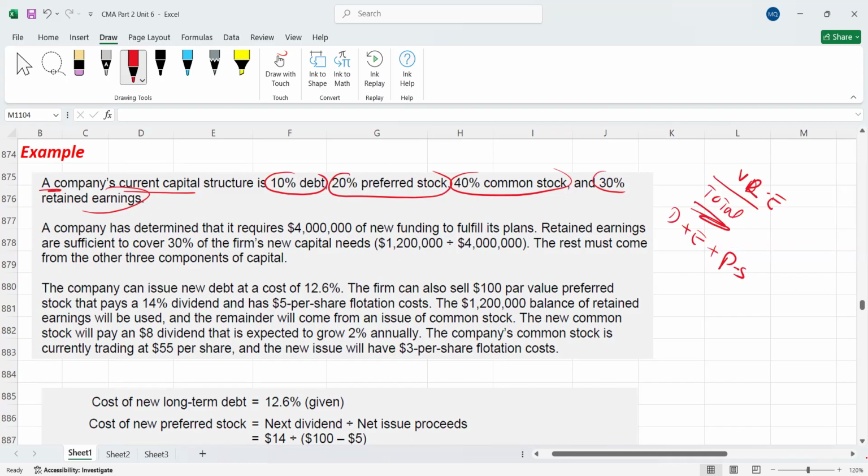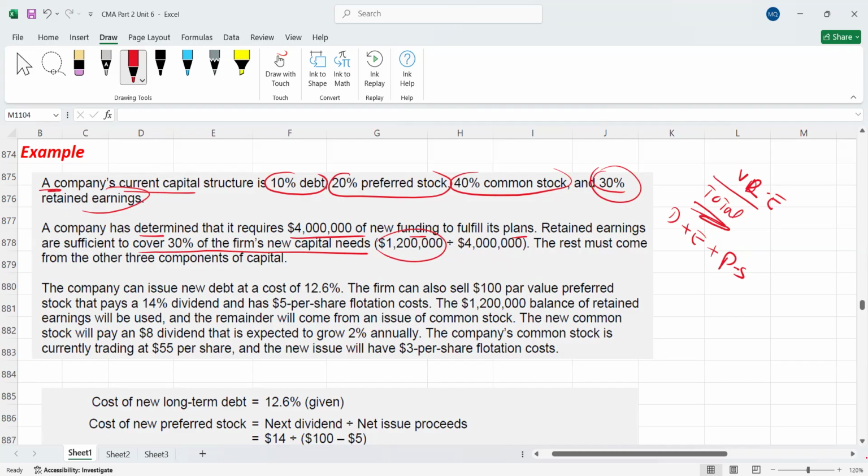A company has determined that it requires 4 million of new funding to fulfill its plan. Okay, so 4 million is the total funds required. Retained earnings are sufficient to cover 30% of the firm's new capital need. 30% means to say what? They are saying that, for example, if 4 million funds are required, then 30% of that will be 1.2 million. Okay, so that we have.